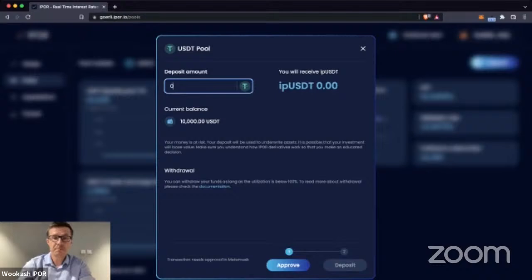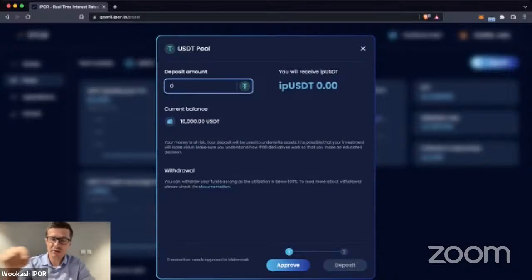Please be aware that at launch, the amount that you can provide on the mainnet is limited to 50,000 stable. So 50,000 USDT, 50,000 USDC or DAI. And the total amount of liquidity that each liquidity pool will be able to accept is 3 million per pool.